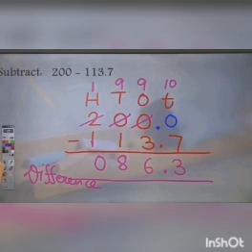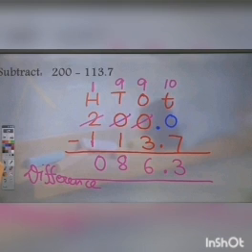This is the difference. So when I subtract these two numbers, 200 minus 113.7, we get 86.3. So the shopkeeper will return this amount to Aman's mother. That amount is 86.3 rupees.